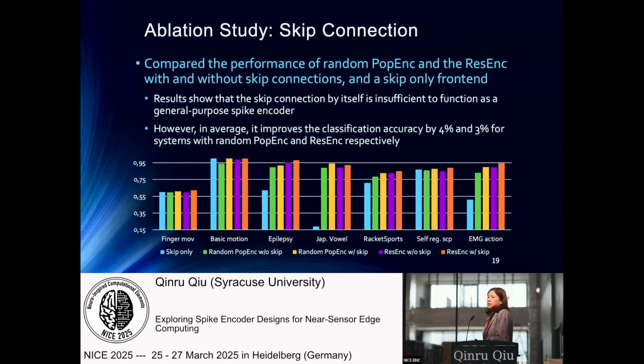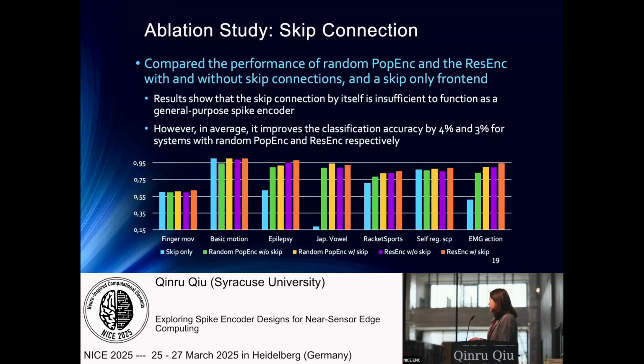And in the second experiment, we show the impact of skip connection. So we created a baseline approach, which has only the skip connection without any stateful neurons. Its performance is represented by this blue bar. As we can see, with only skip connection, the performance is not stable, which means directly using the input is not a feasible approach for the spiking encoder.